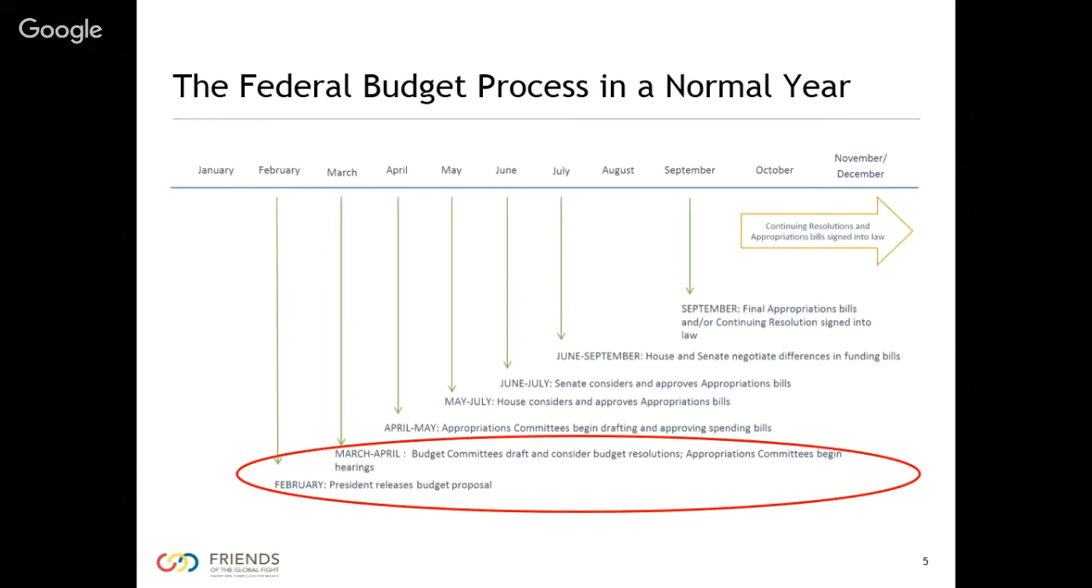However, this timeline that you're looking at right now hasn't occurred in many years. Although the president did get out his budget on February 12, 2018, we have been living on continuing resolutions for the past several years.